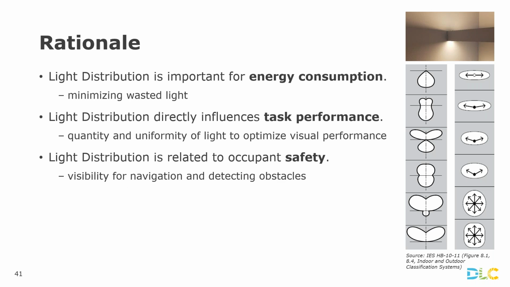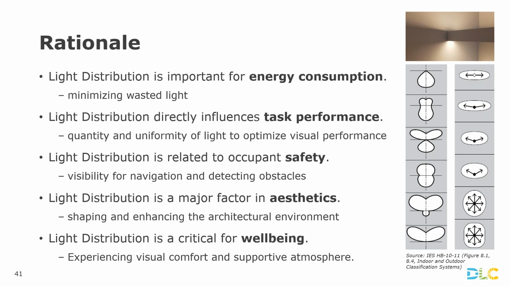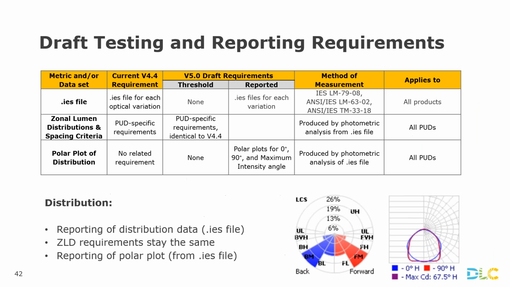And as such, it also relates to occupant safety and the visibility for navigation and detecting obstacles. And light distribution is a major factor in aesthetics. It shapes and enhances the observer's interpretation and appreciation of the architectural environment. And it is also critical for well-being through directing the light where it is needed and supporting visual comfort and a supportive atmosphere.